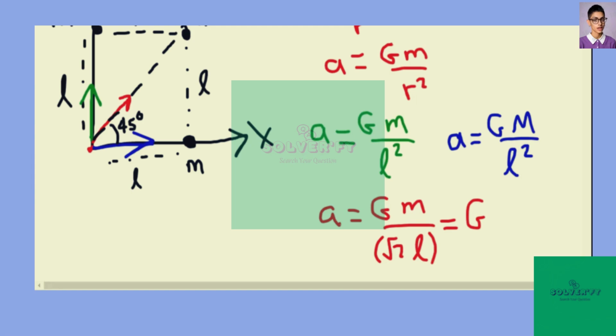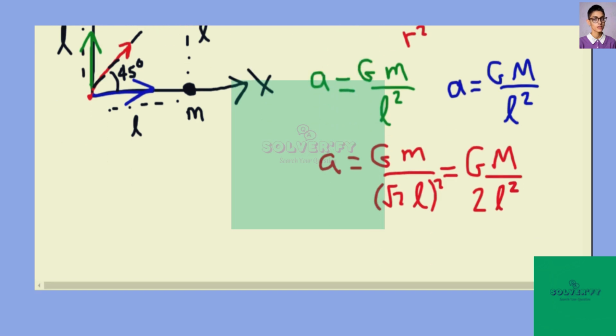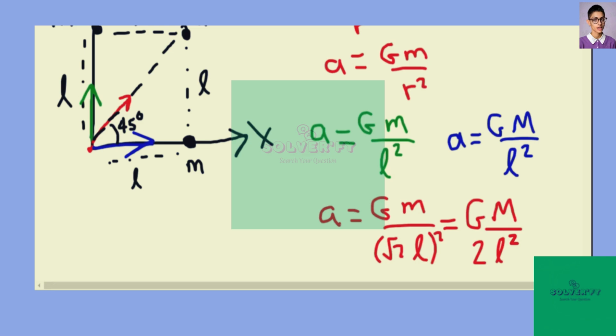Okay, red: G m over 2 L squared. So the resultant is going to be in the direction of the red vector, because if you add up the green vector and the blue vector, the addition of those two is going to be in the direction of the red vector.